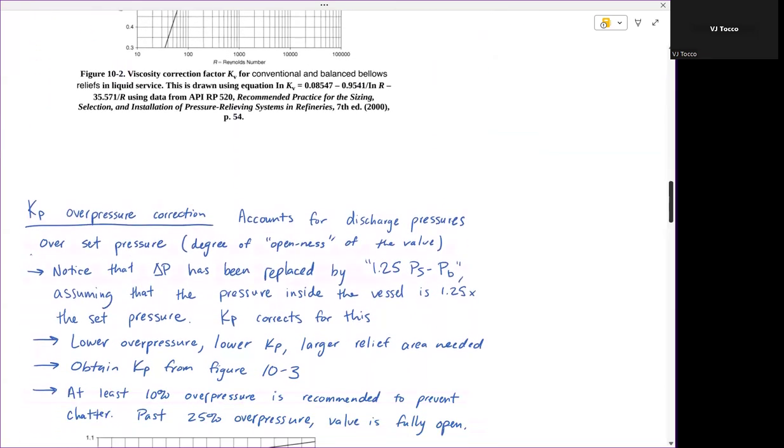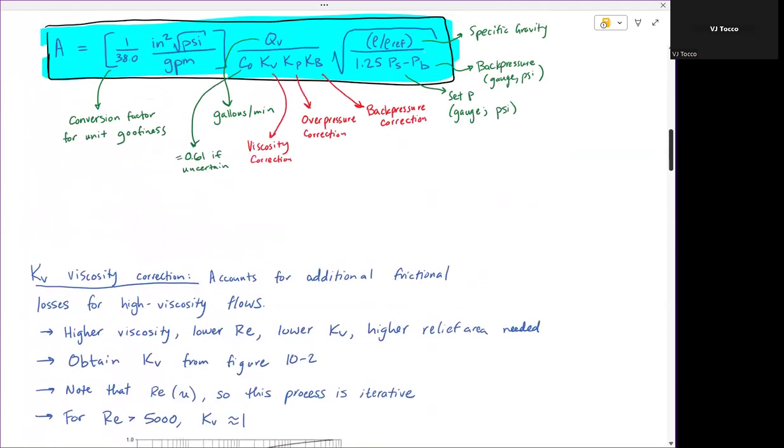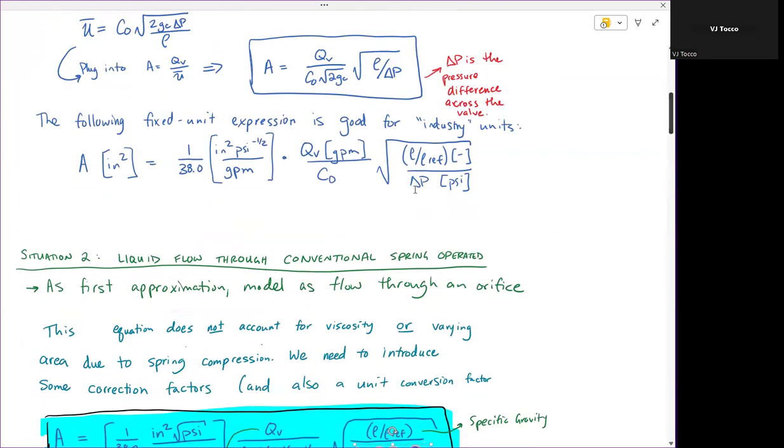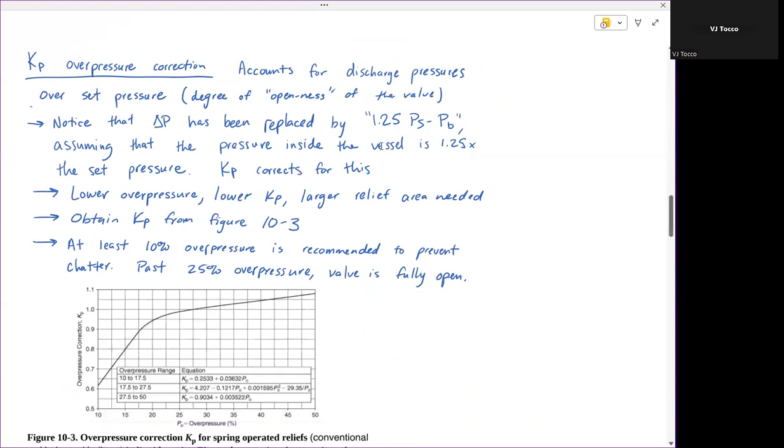The second correction factor is the overpressure correction, KP. This accounts for discharge pressures being over the set pressure, or the degree of openness of the valve. In the updated expression, this was delta P before, so just to show you that, it was delta P in the rupture disc version. It's been replaced, and that's accounting for this factor.